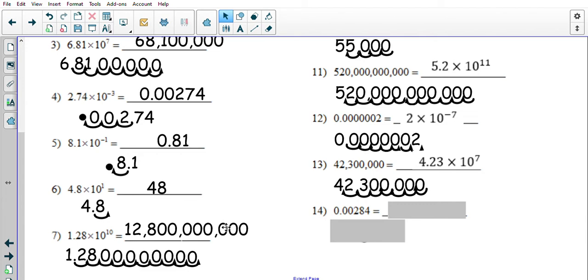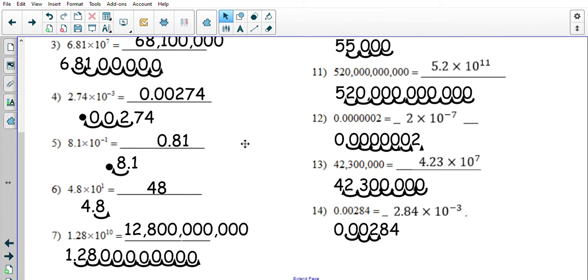Finally, we have 0.00284. We're going to move the decimal point to the right this time until we get 2.84. Remember, 0.284 too small, 28.4 too big. We moved it 3 places, so it'll be 2.84 times 10 to the negative 3rd power.